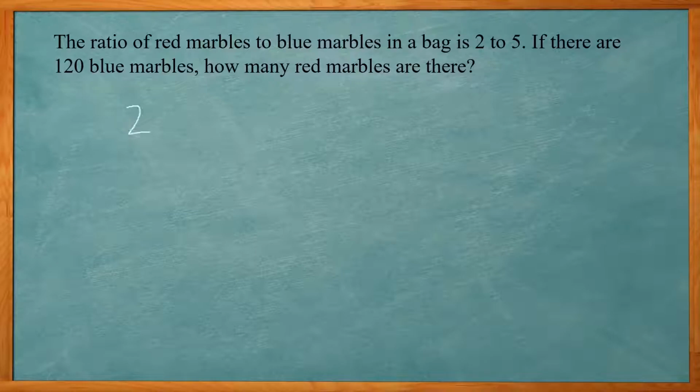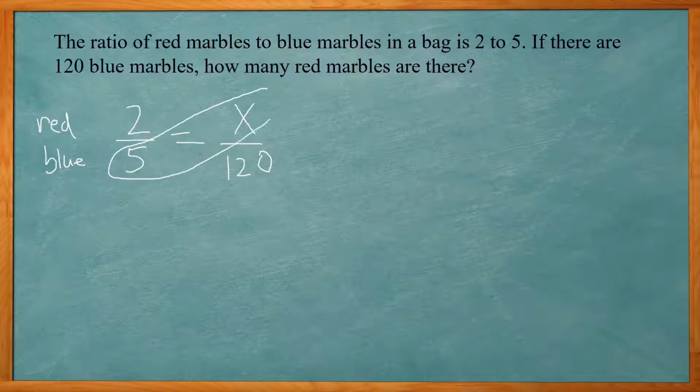So we can say 2 is to 5 is x is to 120. Okay, so we have the red marbles on top and blue on bottom. And we set up a proportion that 2/5 is going to equal x over 120. X over 120 would reduce down to 2/5. Alright, to solve this proportion, what we do is cross multiply.